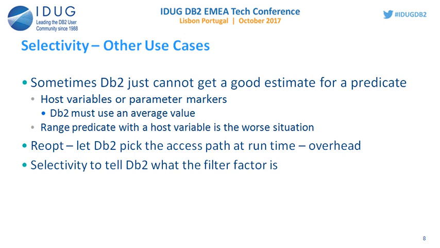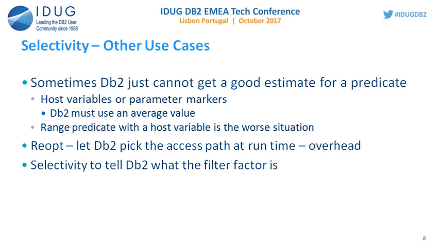And the worst situation is a range predicate. If I say where purchase amount is greater than host variable, DB2 doesn't know if I'm asking for greater than 0, which will be most of the rows, or greater than 50,000, which is only a few rows. It doesn't matter how many statistics you have in the table. DB2 doesn't know what you're asking for.